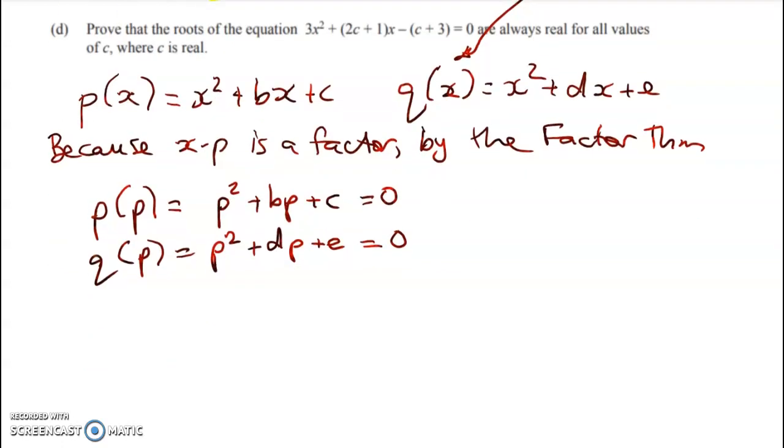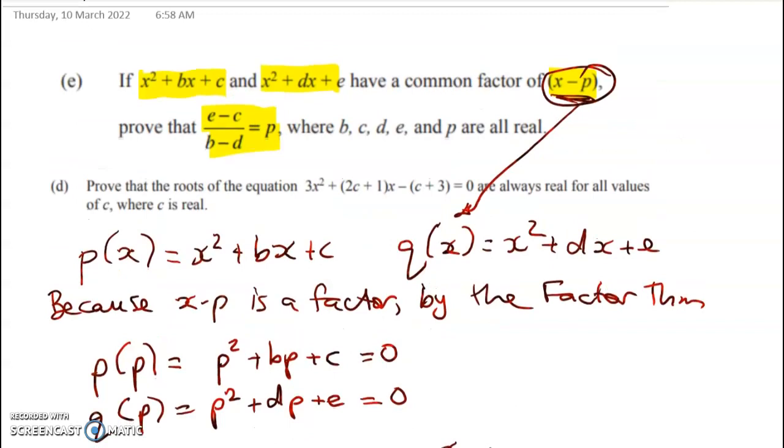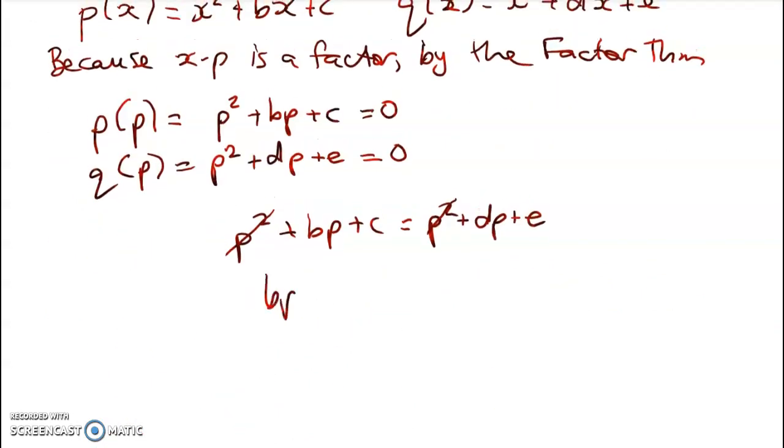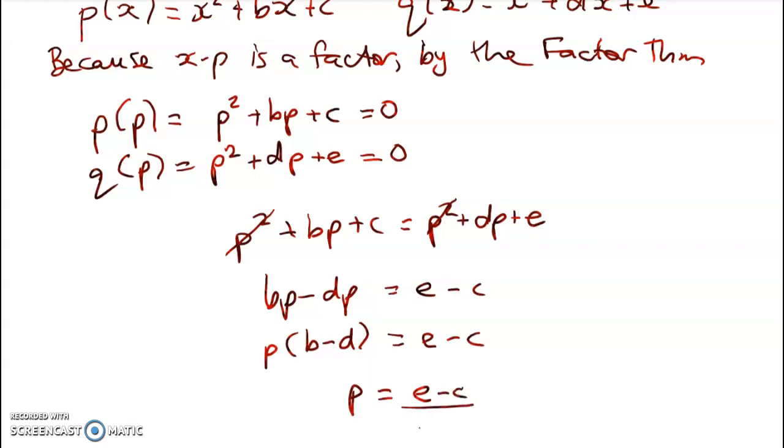All I have to do now is to equate those two things. You're doing a proof question, so don't skip any steps. Right, simplifying here, look at where we're trying to get to. We're trying to get to making p the subject, and we're just about finished. So we have bp minus dp is equal to e minus c. Factorising here, we get p into b minus d is equal to e minus c. So we get p is equal to e minus c over b minus d as required.